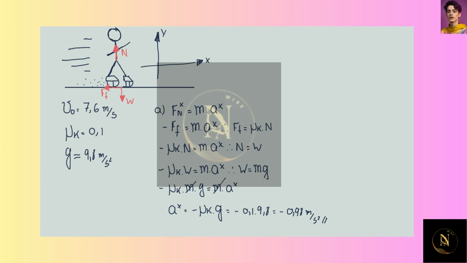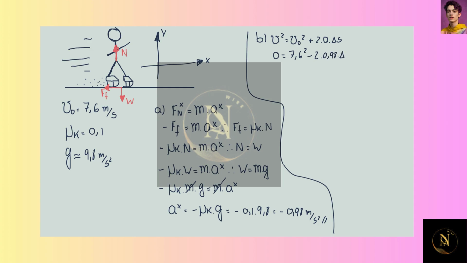Then, on the second item, we have to calculate how far he will move before stopping completely. For that, we can use Torricelli's equation, which tells us that the final velocity squared is equal to the initial velocity squared plus 2 times the acceleration times the displacement. After stopping completely, his final velocity will be 0. His initial velocity is 7.6. Then we have his acceleration, which is negative. So minus 2 times 0.98 times the displacement. Now we solve this equation for the displacement.